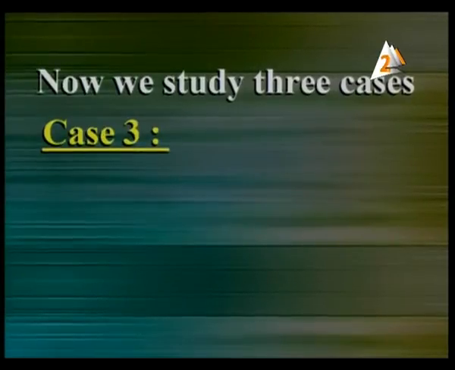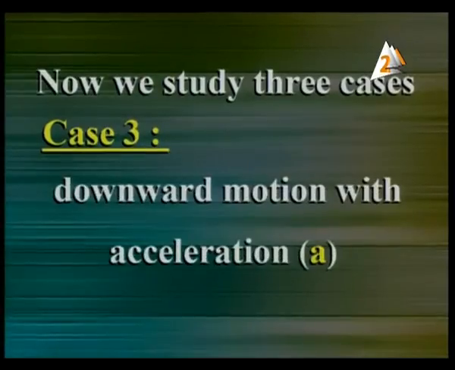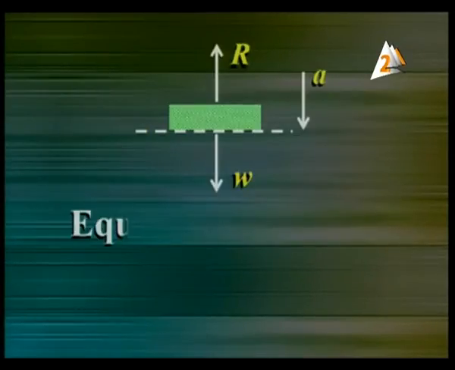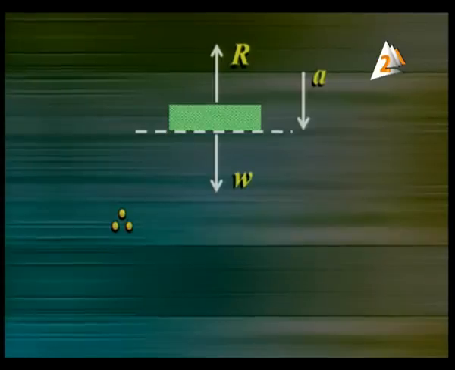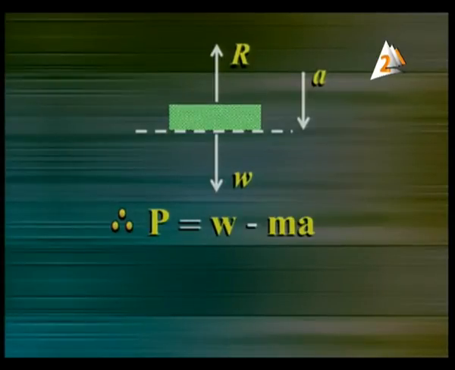Case number 3, downward motion with acceleration A. Acceleration here, as you see in the figure, is downwards. So the equation of the motion is MA equals W minus R. Therefore, P equals W minus MA, means P is smaller than W.